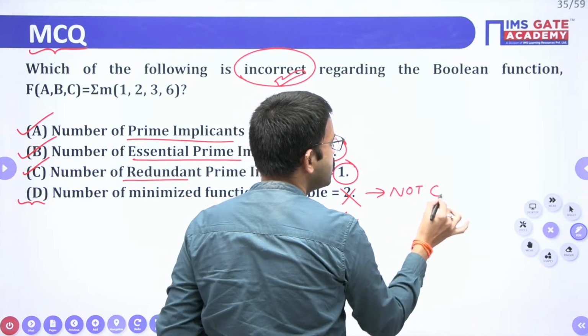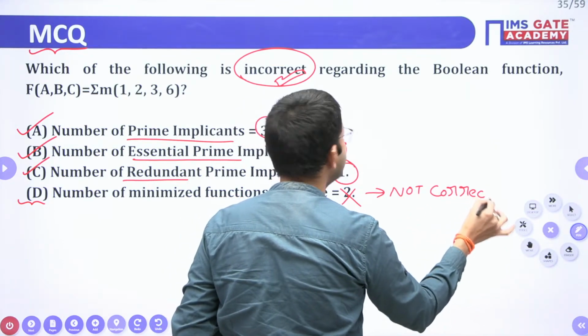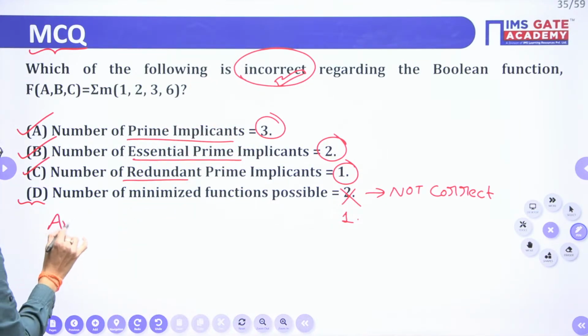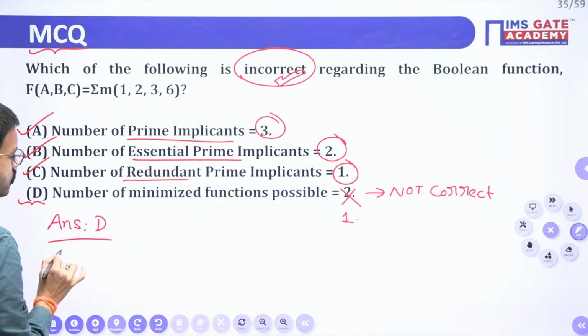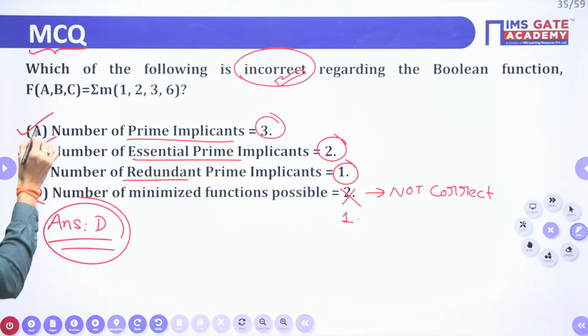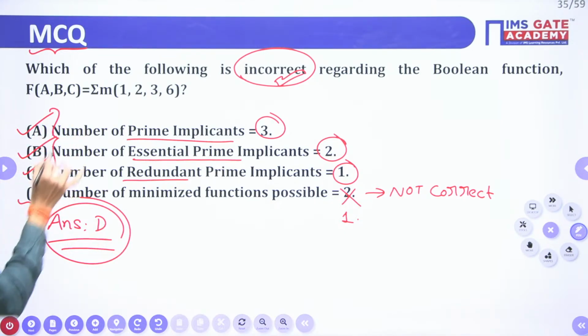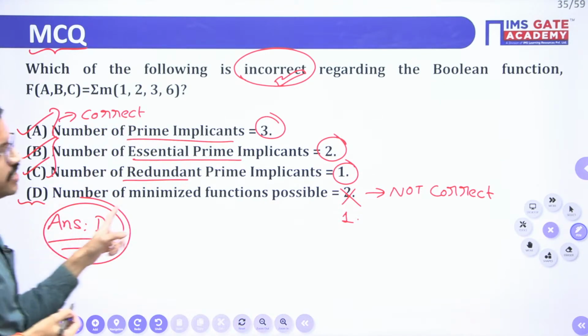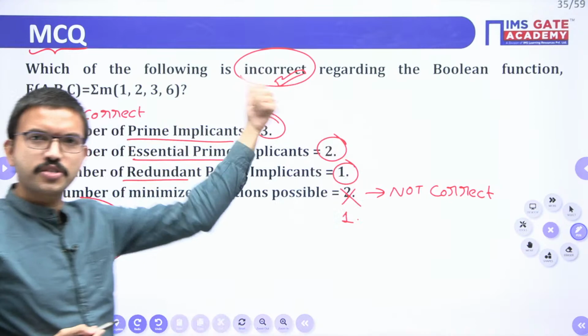But according to the question, they have asked to identify the incorrect statement. So the answer for this question is option D. So this is very, very important. These are the correct statements. Among A, B, C are the correct statements. Okay, the statement given in D is not correct. That will be the correct option for this question.